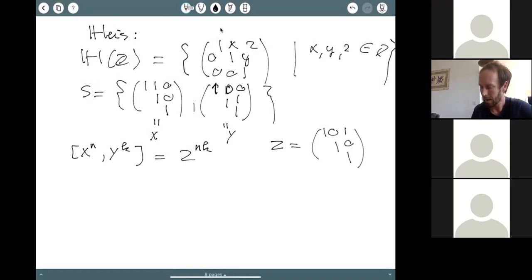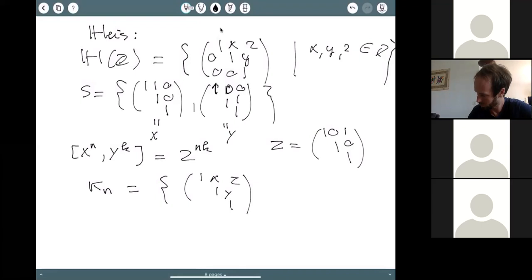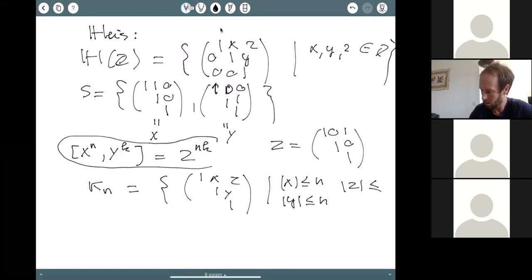Okay? And so this relation tells you what should be the ball of radius n. And the ball of radius n is the following. It's not exactly the following, but if you define Kn to be, if you ask X and Y to be less than n, because of this relation here, you guess that the inequality that should be satisfied by Z is not less or equal than n, but less or equal than n squared.